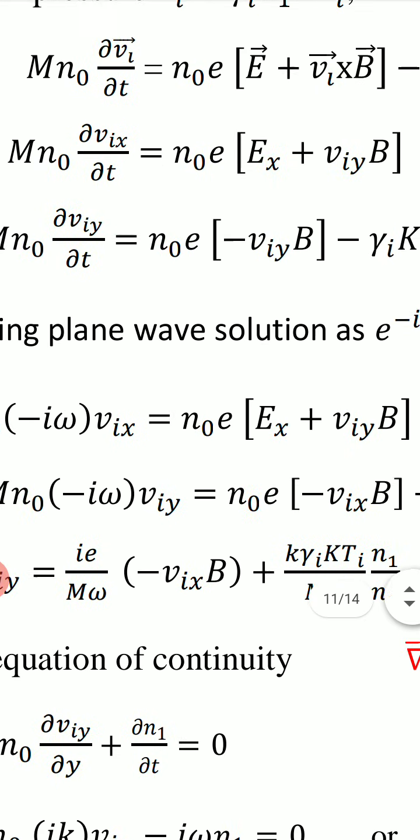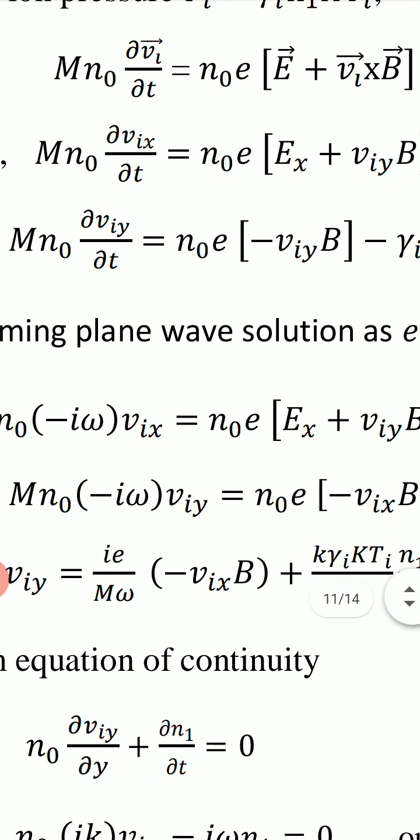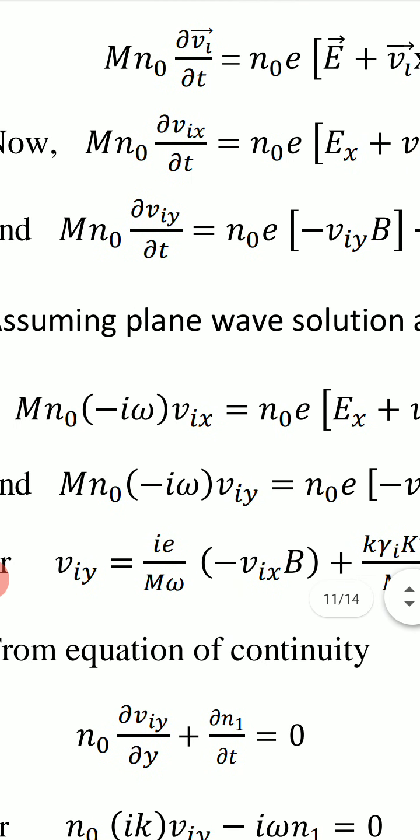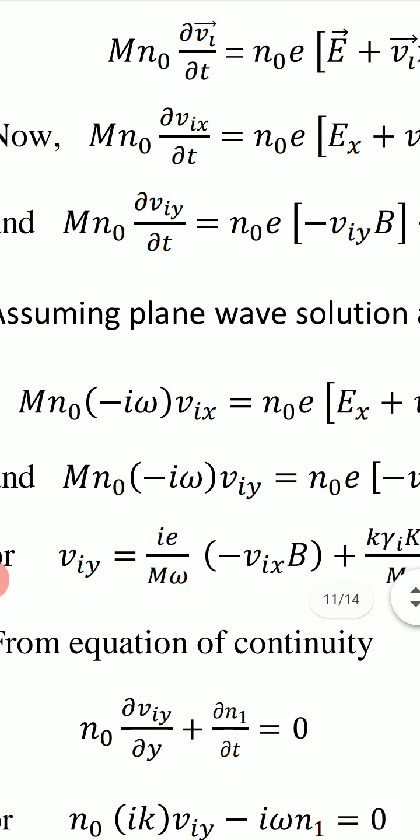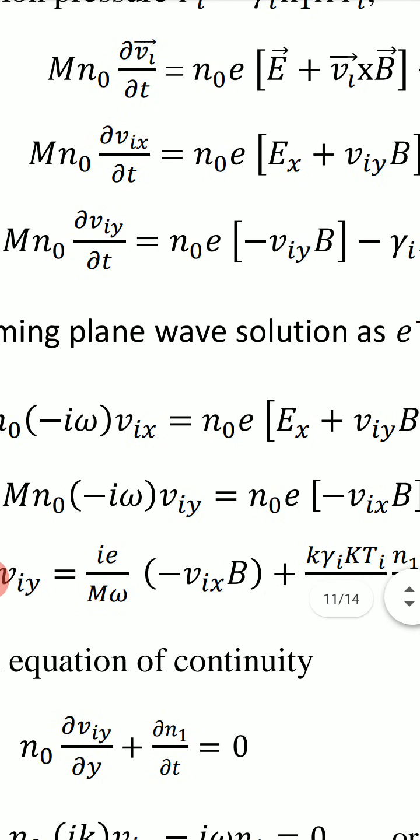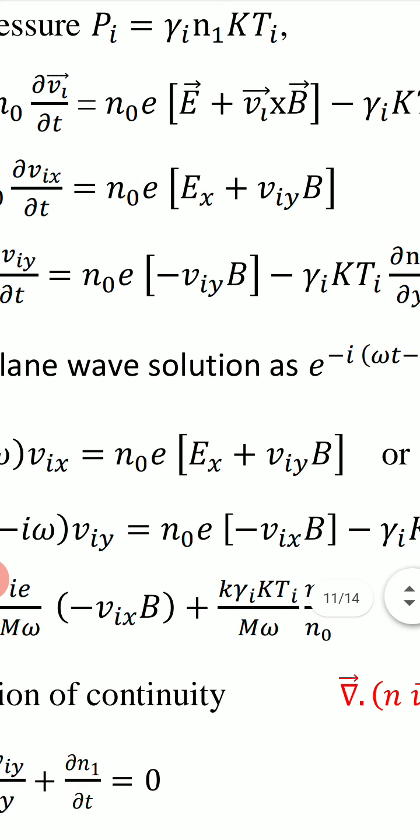Similarly, this equation 2 we can write its y component as m n0 delta Viy upon delta t equal to n0 e into minus Viy B. Now here the y component of E vector is 0 because E vector is assumed along x-axis, and minus Viy B is the y component of V cross B.